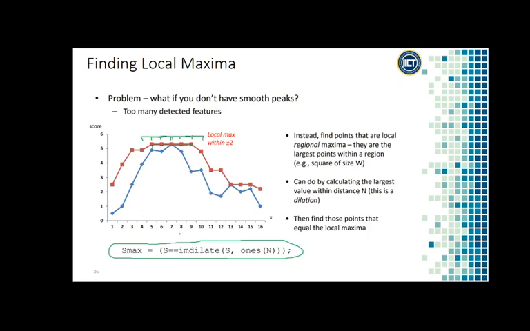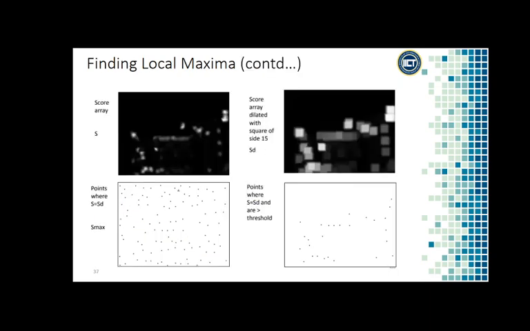Now let's see one of the examples. If you have a score array S like this, you get a lot of points like this. And these are many feature responses which we do not want. So what we can do is dilate the score array with a sliding window of 15 and see how many points we have reduced.